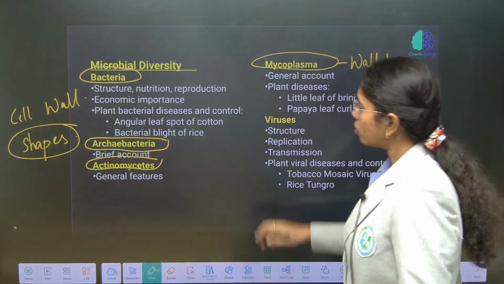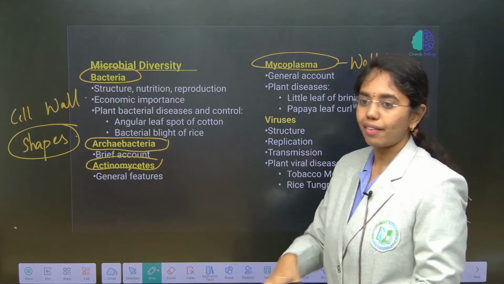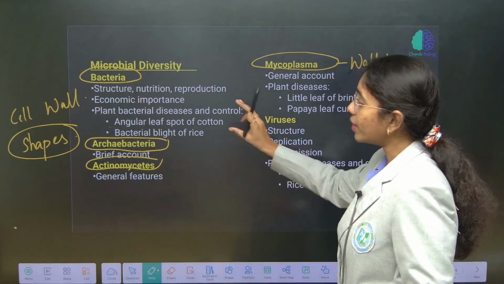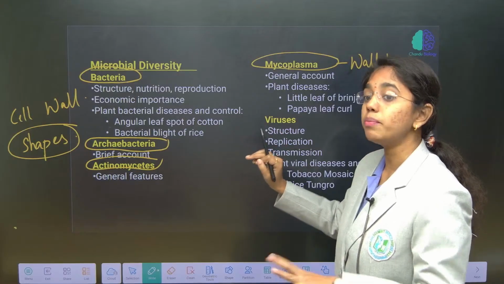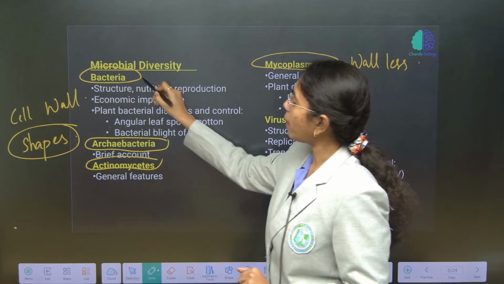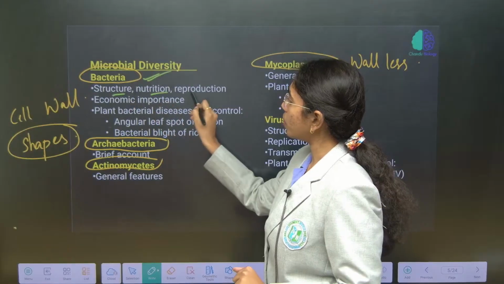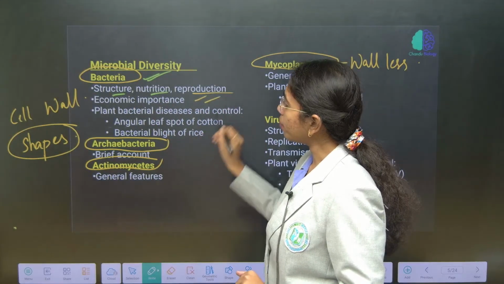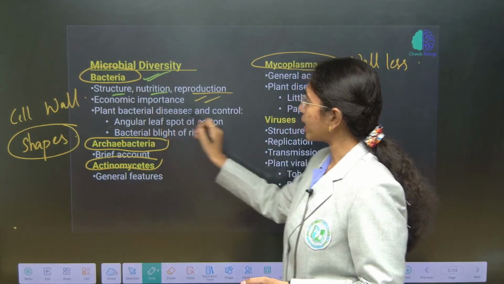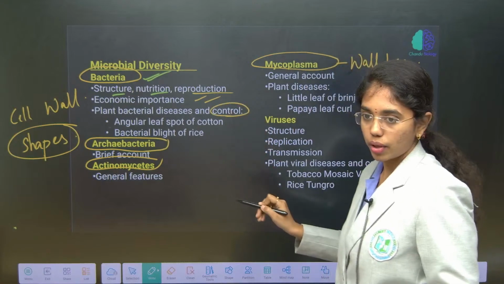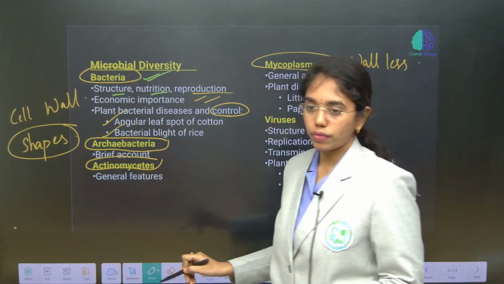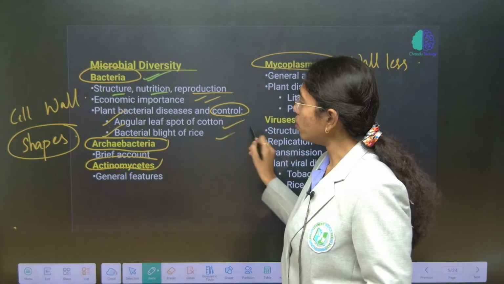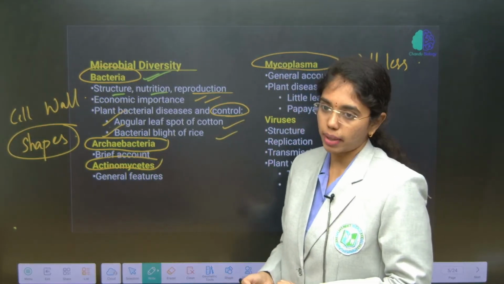Fine, right? So, basic things we have learnt under our UG level, but here we have to highlight the diseases as well, their structures and examples in a more detailed way. Here if you see bacteria, their structure, nutrition and reproduction, economic importance, plant bacterial diseases and their control. Angular leaf spot of cotton, bacterial blight of the rice. Here too we have to look into the mechanism of action by the bacteria.